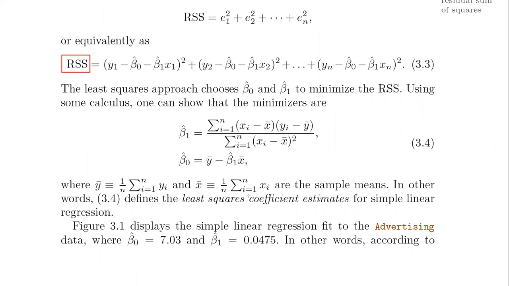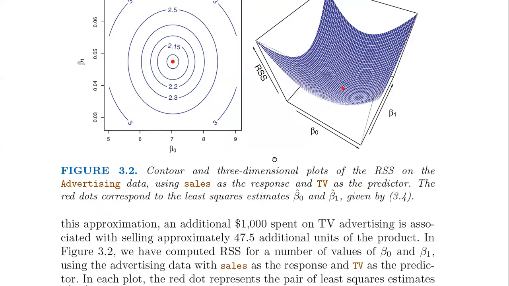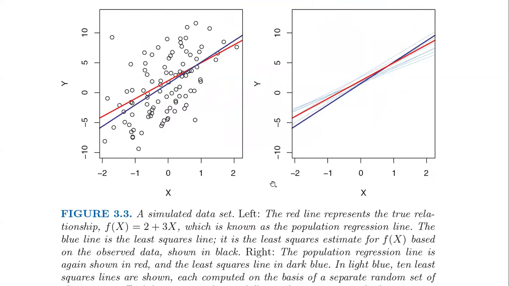We find beta naught hat and beta 1 hat that minimize this function. That's linear regression. That is simple linear regression. We need to estimate two parameters, an intercept term, that's beta naught, and a slope term, that's beta 1. The only thing is that it's contingent on the data that we're using. And this is what the book is emphasizing over here.